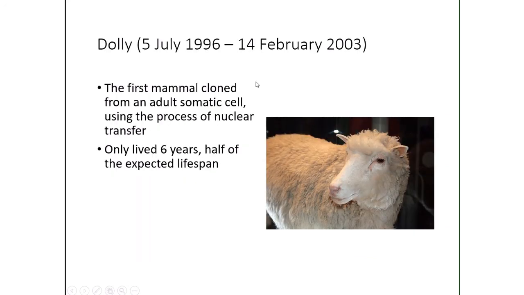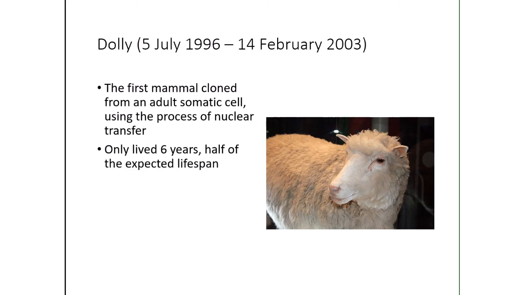So you might remember Dolly. Dolly was the first mammal that was cloned from an adult somatic cell using what's called nuclear transfer. So basically, you take the nucleus of a cell and you put it in an egg, and that's how you cloned Dolly. But it only lived 6 years, half of what was expected. So what they found was that the telomeres of Dolly were as short as those of the donor cell. Okay, so the donor cell came from a much older sheep, and because that older cell had gone through many cell divisions already, the telomeres in it were already quite short.